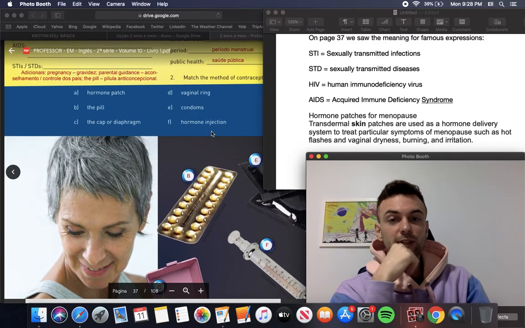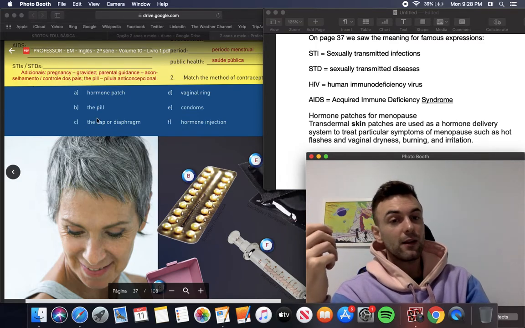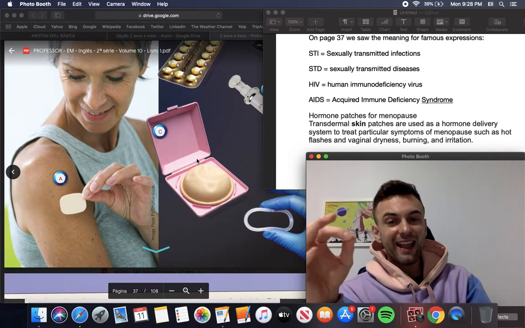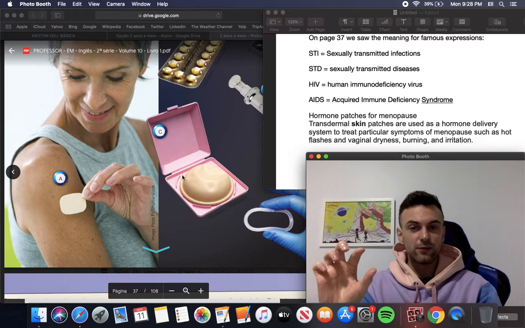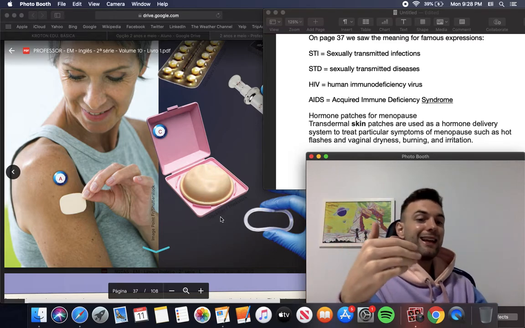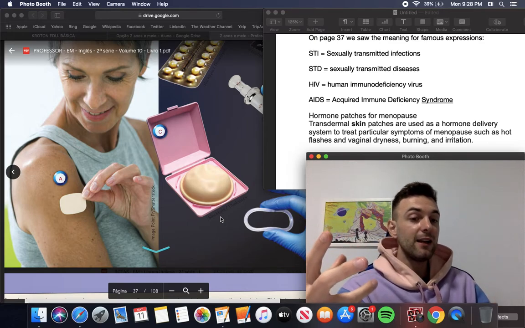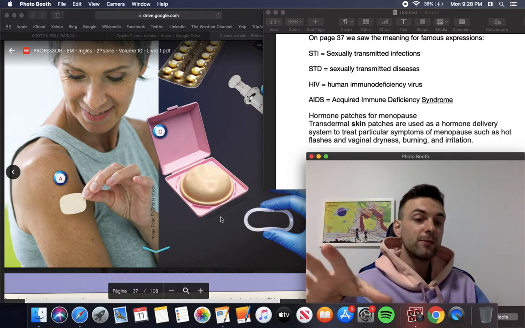Other expressions we studied in this lesson, the pill, anticoncepcional, the cap or diaphragm. É esse utensíliozinho aqui que vou explicar primeiro em inglês. So, it's inserted inside of the vagina and it is used as a contraceptive method.